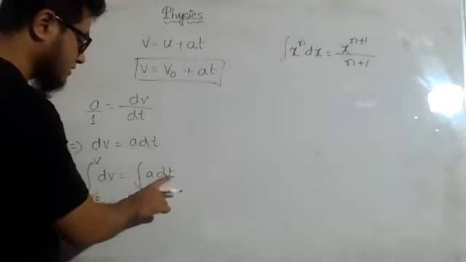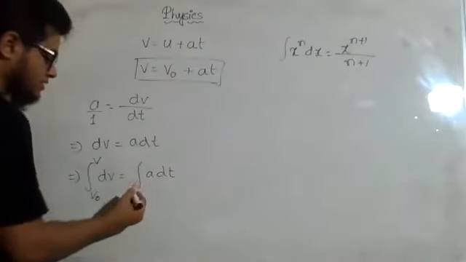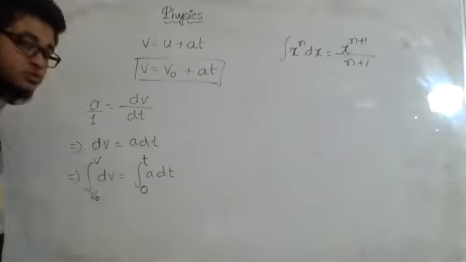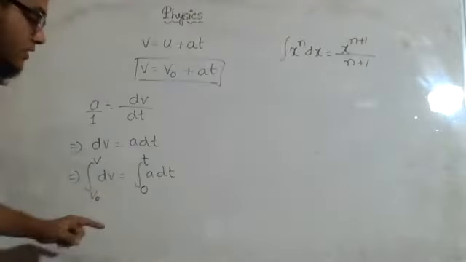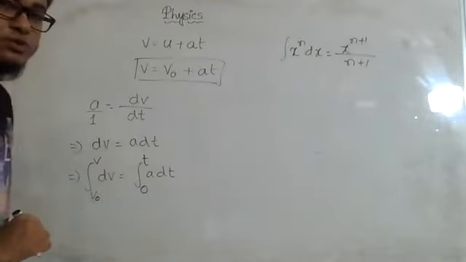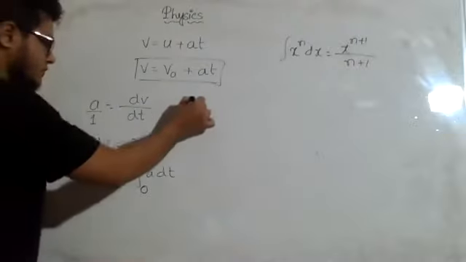Here it is dt with respect to t. So we will put the limit of t. We start when the time is 0, and when the time becomes equal to t, that time we stop, right? From 0 to t. So this is the upper limit and lower limit we need to put. What is the use of it? We will see a little bit later, okay?